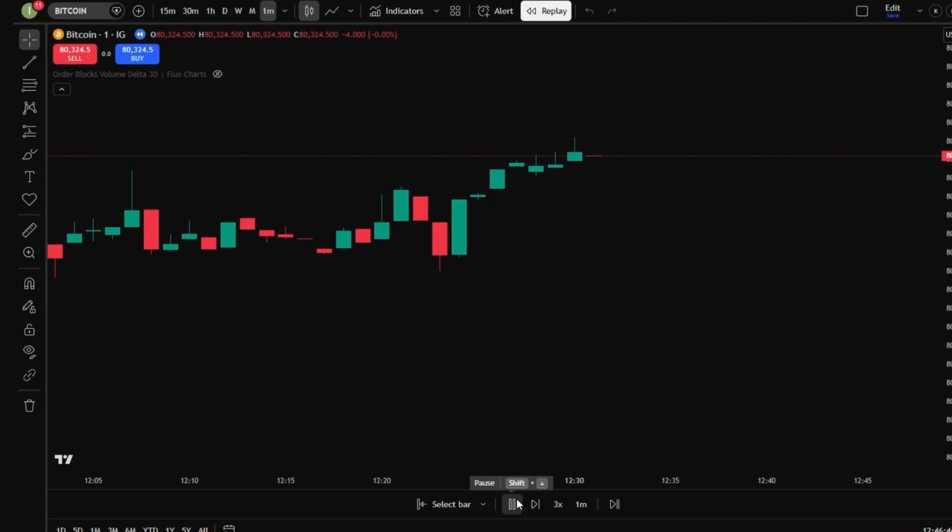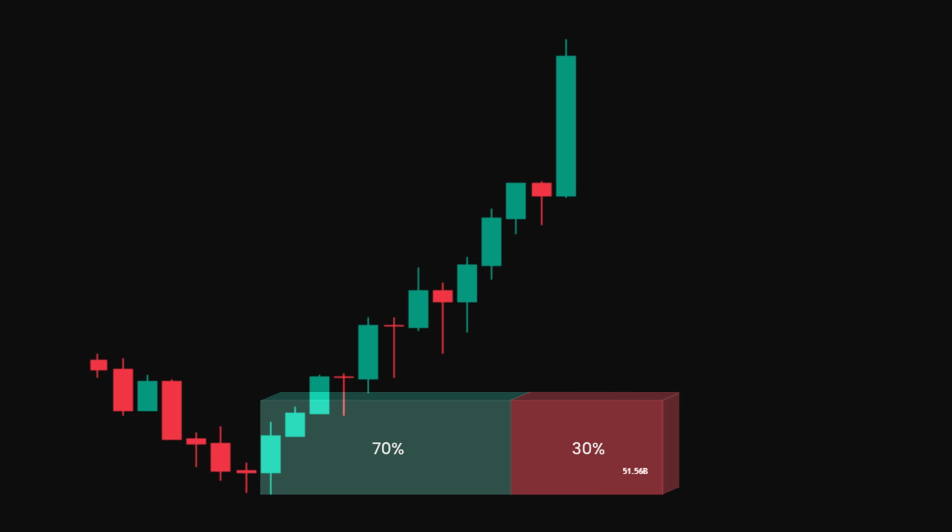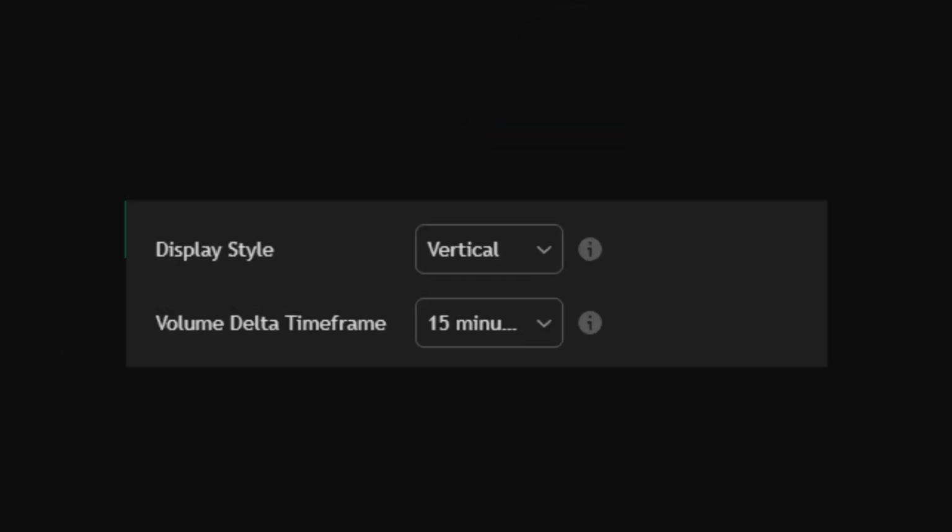Every shift in pressure within that 15-minute window gets counted. The resulting percentage is a more granular read of who was actually in control while that order block was forming. Display style is the last main setting.